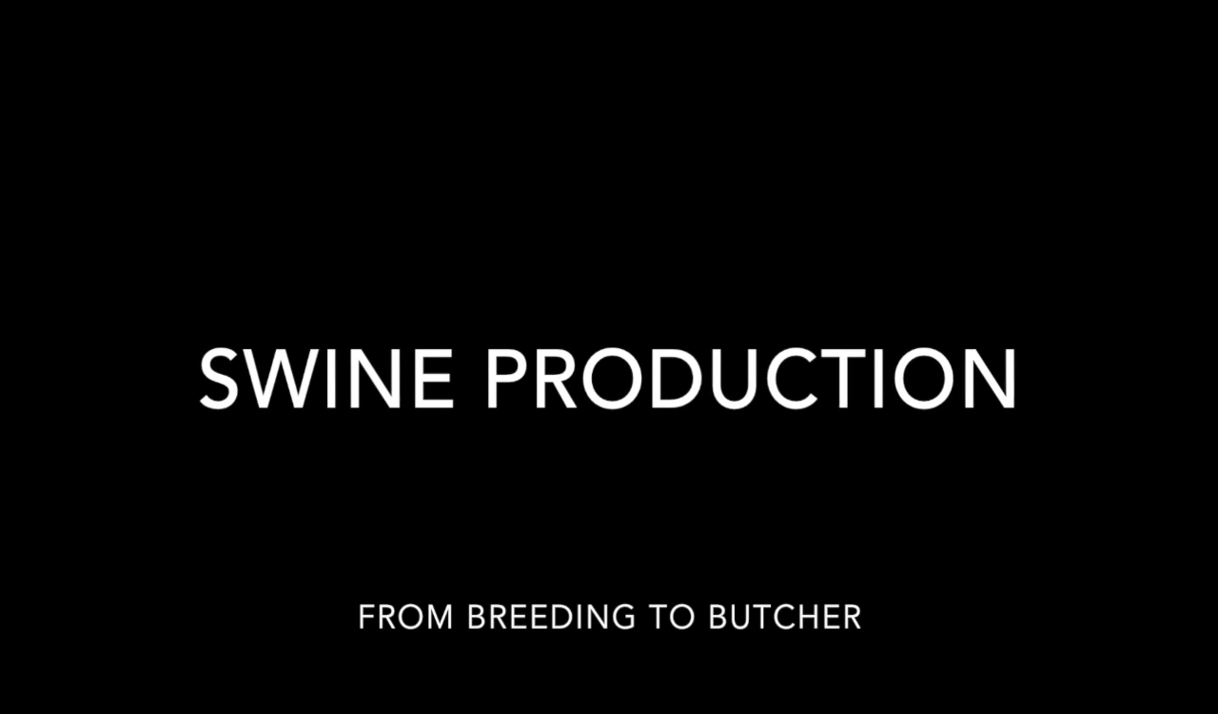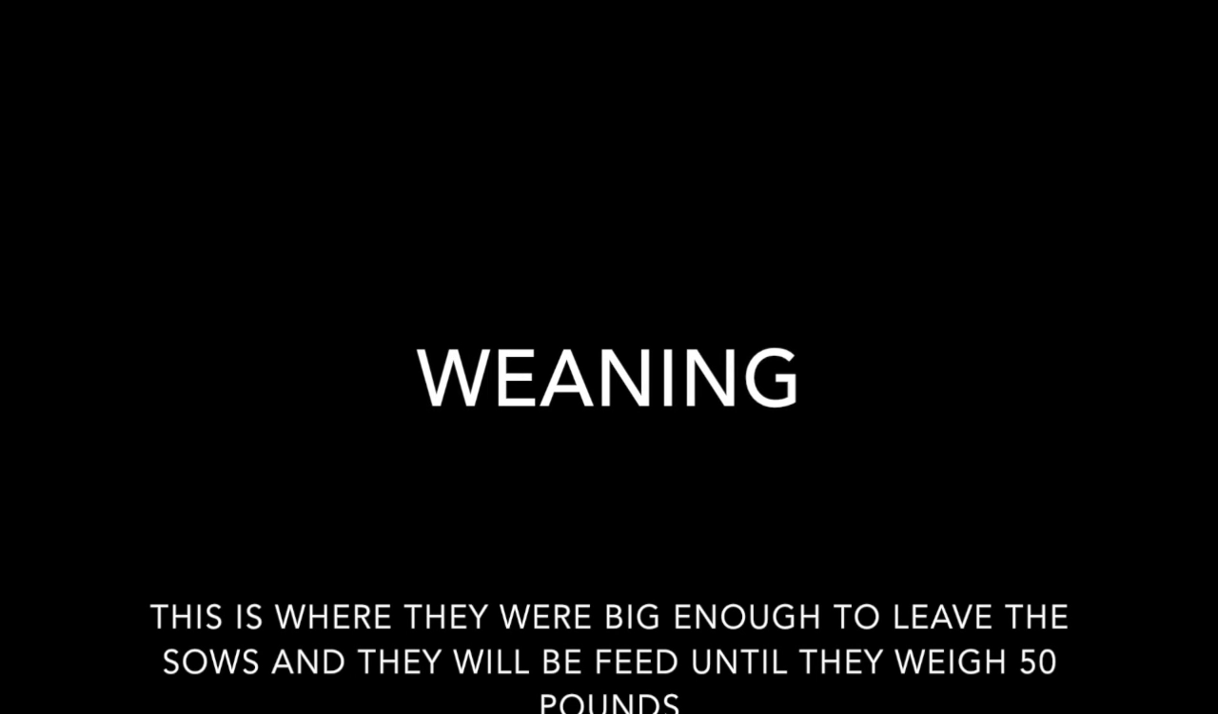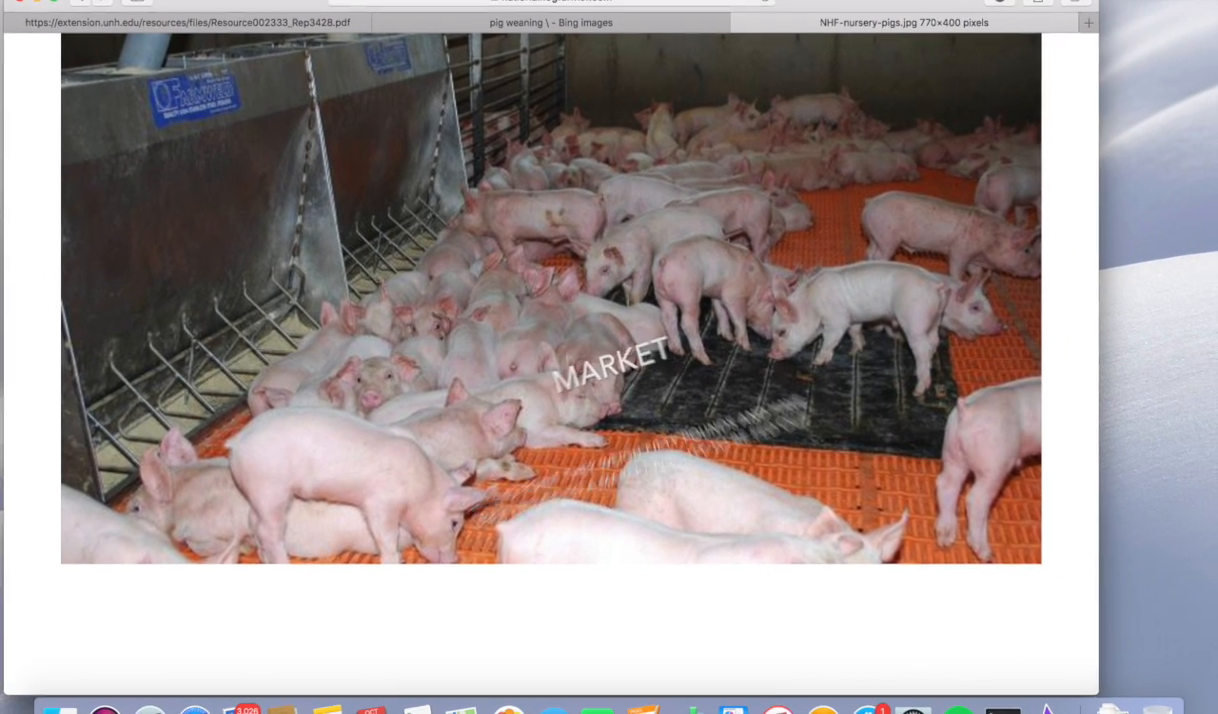Okay, so here is swine production, breeding, to butcher, farrowing. Farrowing is when they have their piglets, and they're going to stay in this little facility right here until they are ready to be weaned. Weaning is when they're taken away from their mom, and they're going to stay there until they're about 50 pounds. They're pretty small when they get there.